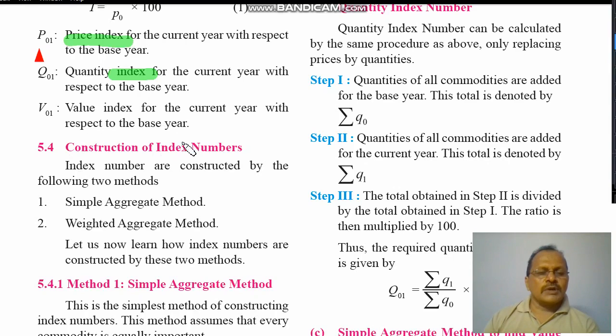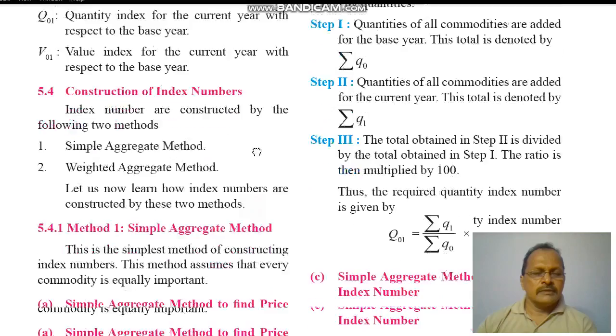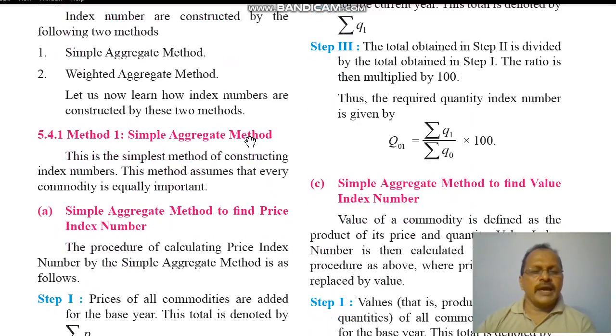Now there are two types of construction of index number. One is the simple aggregate method and the second is the weighted aggregate method. Simple aggregate and weighted aggregate. Let us see them in detail. First one, simple aggregate method.